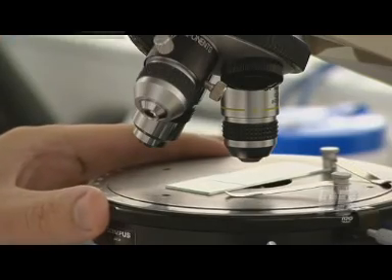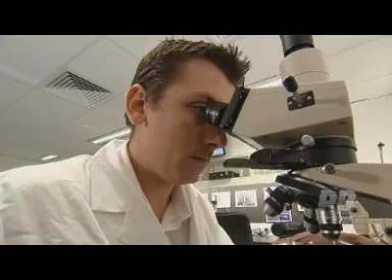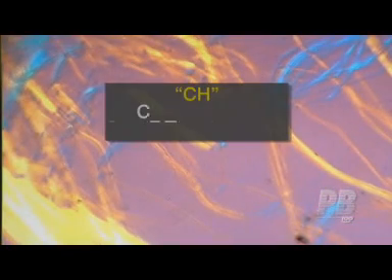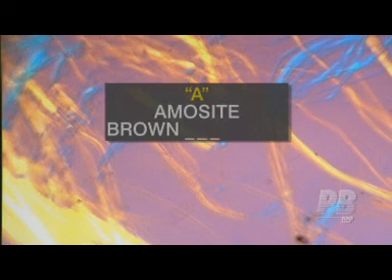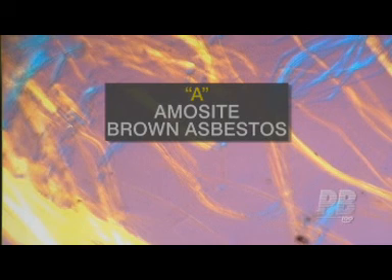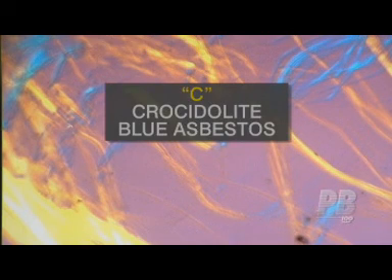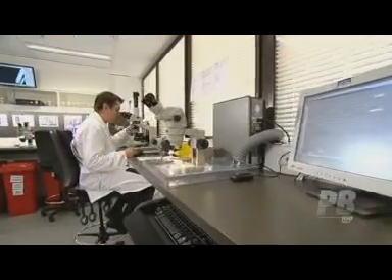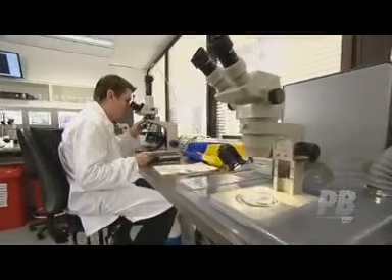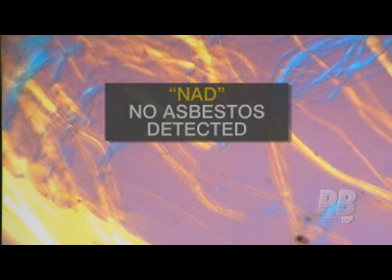There are 3 types of commercial asbestos which are typically found in building products. Sometimes abbreviations are used in the laboratory certificate to report these asbestos types. CH refers to chrysotile or white asbestos. A refers to amosite or brown asbestos. C describes crocidolite or blue asbestos. If there are multiple asbestos types in the sample, the laboratory report may include a combination of these letters. And the letters NAD mean no asbestos detected.